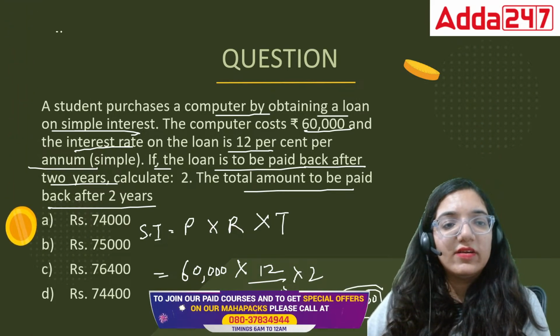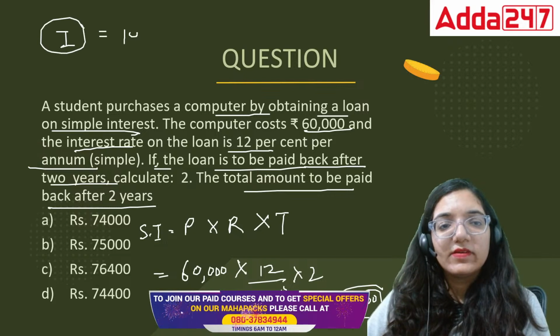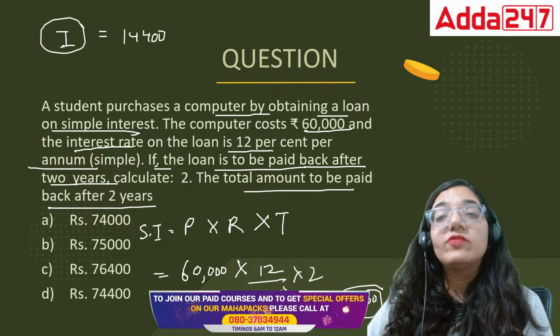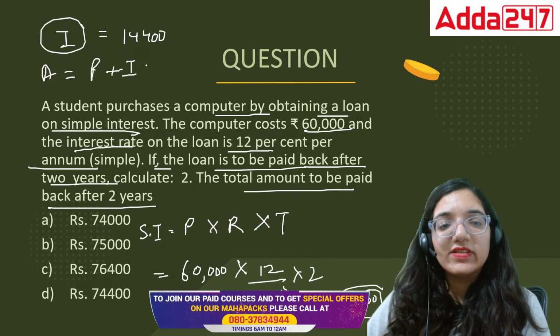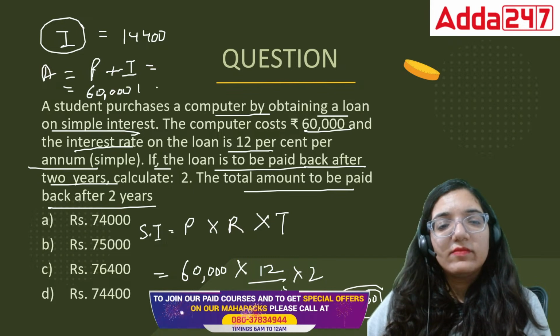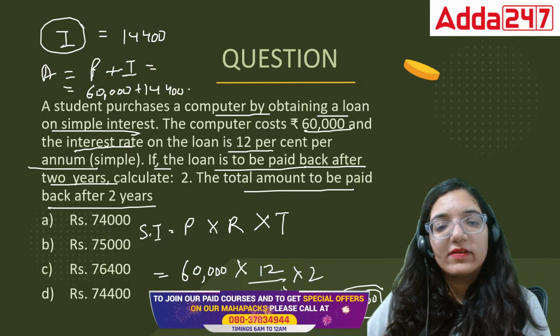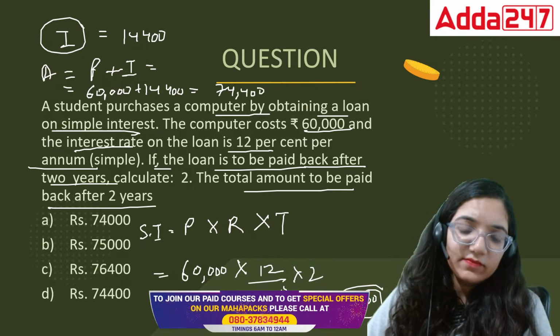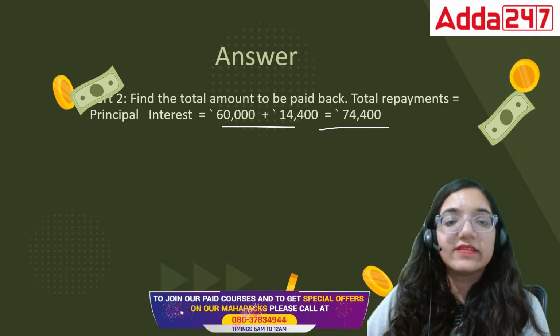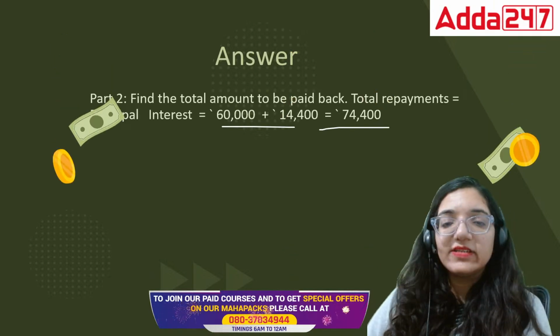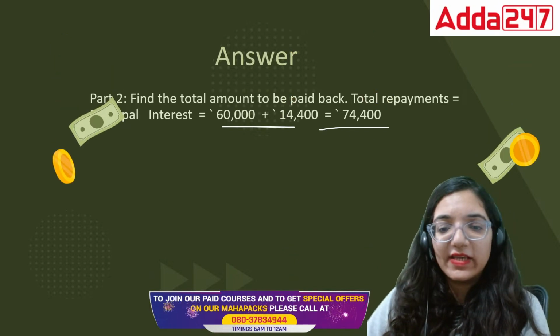Now this is your interest, and they are asking about the amount. So the amount is equal to principal plus interest. That would be 60,000 plus 14,400, giving me an amount of 74,400. So 74,400 is the amount.